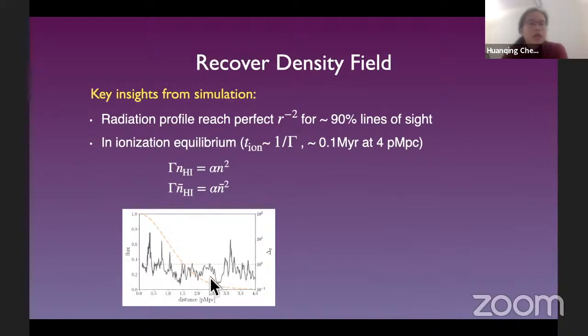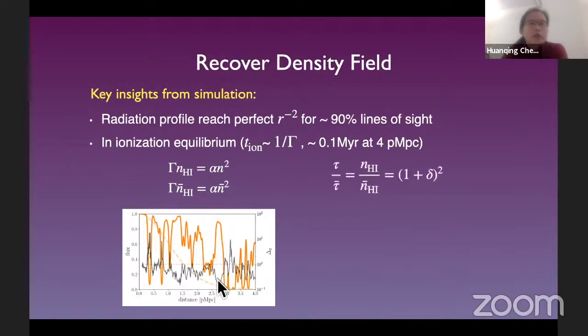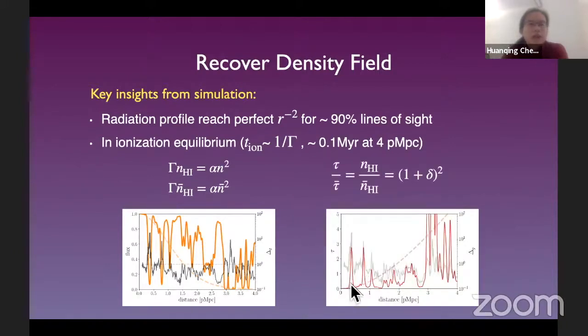And with the density fluctuation, the transmitted flux will fluctuate significantly. And because we know gamma and alpha pretty well, to go back from the spectra to the density is also straightforward. We basically need to calculate the optical depth at each pixel and divide them by the baseline and take the square root. And the blue line here shows the recovered density field. And we can already see this looks pretty good.